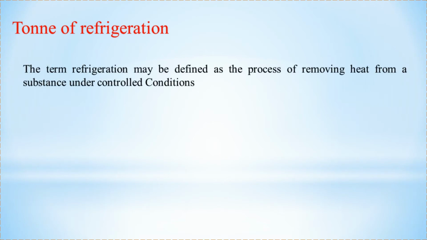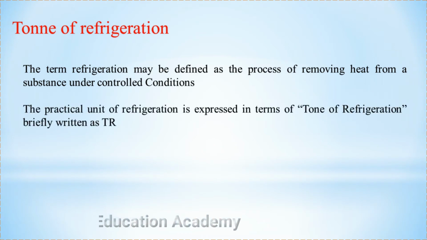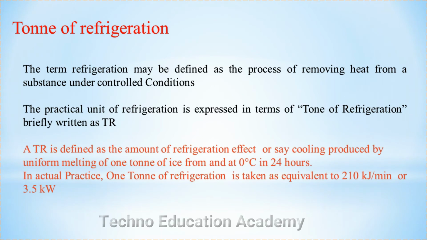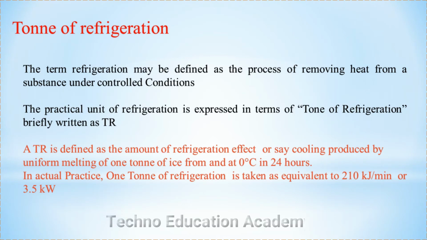Now we will discuss what is a ton of refrigeration. The term refrigeration may be defined as the process of removing heat from a substance under controlled conditions. The practical unit of refrigeration is expressed in terms of tons of refrigeration, briefly written as TR. A TR is defined as the amount of refrigerating effect, or we can say cooling, produced by the uniform melting of 1 ton of ice from and at 0 degree Celsius in 24 hours.